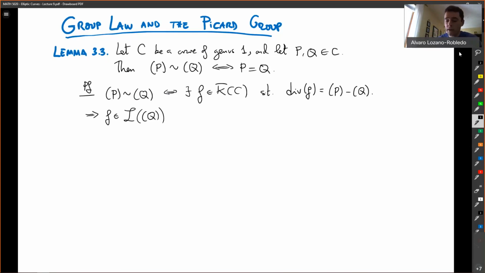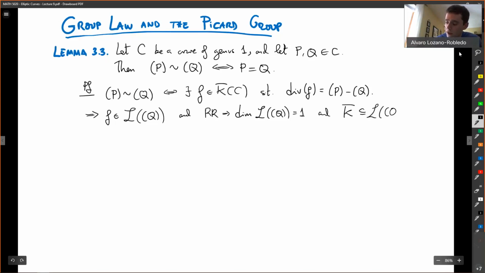Remember, the L space is the functions that have a pole of at most order one at Q. Okay. And Riemann-Roch said that, because we are in genus one, the dimension of that space equals the degree of the divisor, so the dimension was one. But guess what? Constant functions have a pole of at most order one at Q, because they don't have a pole at all. So the constant functions are contained in the L space, which is one dimensional, and therefore this is an equality.